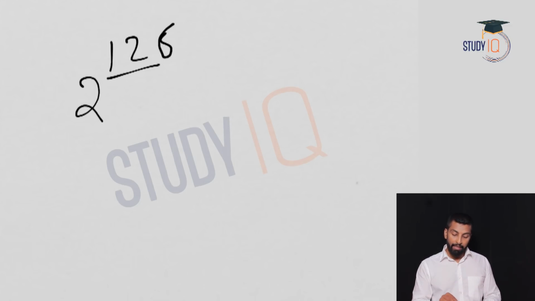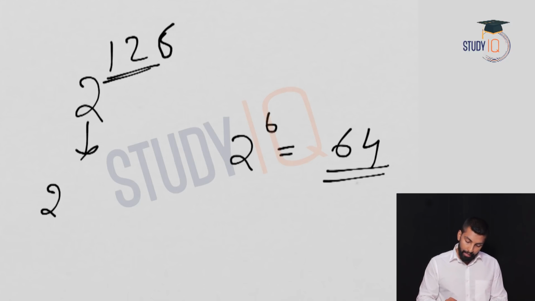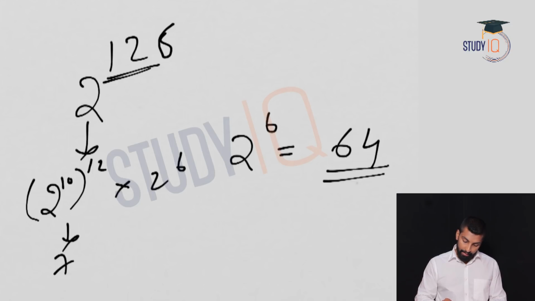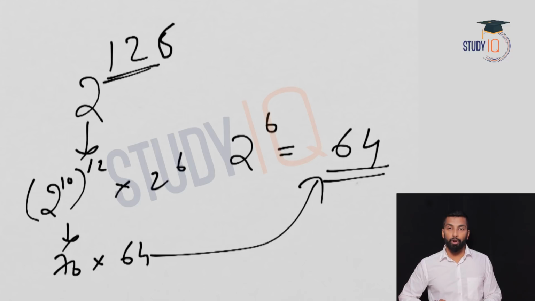126. 120 means 10 raised to 12, that is even. So what we need is 2 raised to 6. What is that? 64. Last two digits will be 64. The reason is you will write it as 2 raised to 10 raised to 12 into 2 raised to 6. This is 76 into 64 will give you 64 itself. I hope this is clear for all of you.